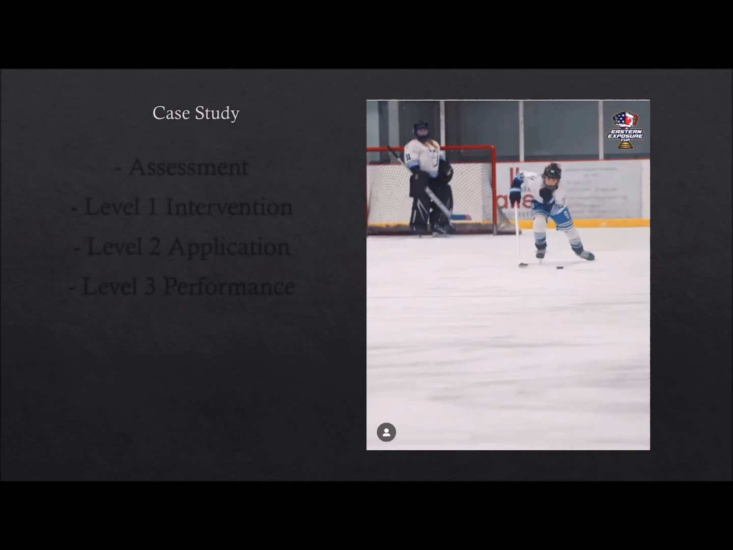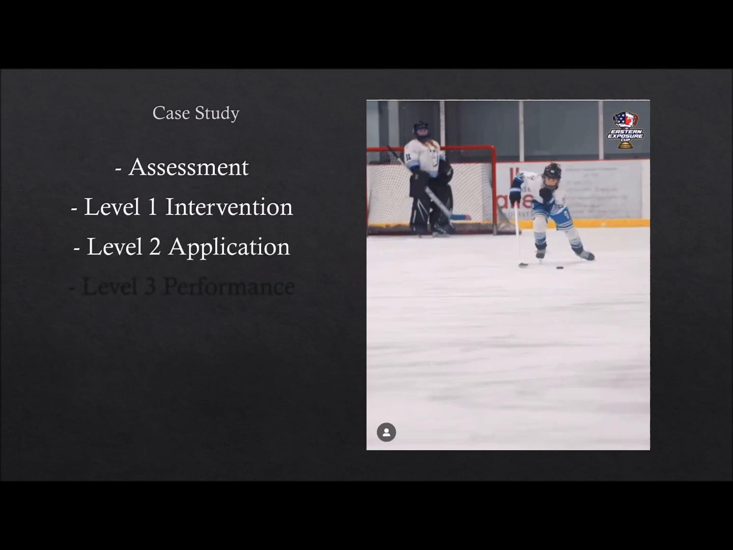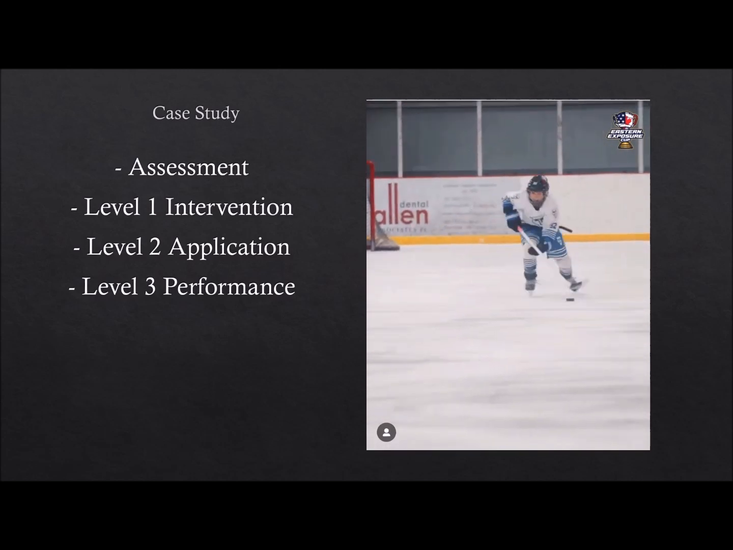So through this case study, what we're going to do is we're going to take a look at Michael's initial assessment. We're going to talk about the level 1 intervention that was done. We're going to talk about the level 2 applications of those interventions, and then we're going to look back at some performance and see how the interventions and the assessment played out ultimately into Michael's game. So this is a highlight we're going to break down through Michael here.